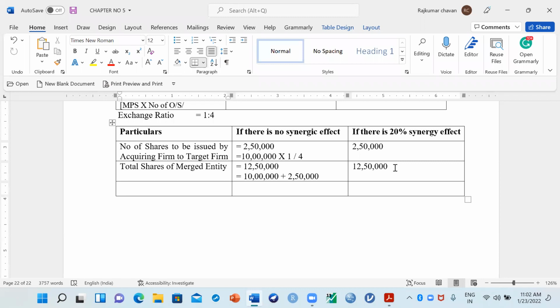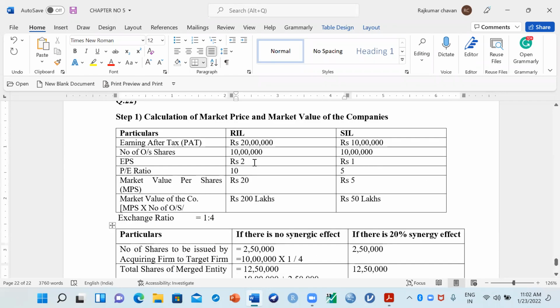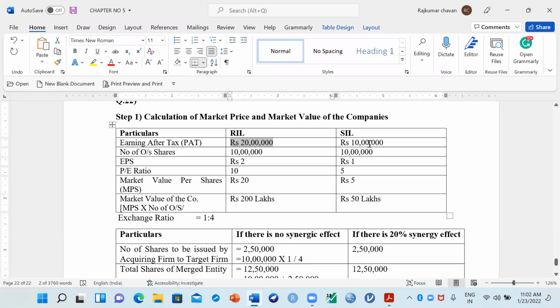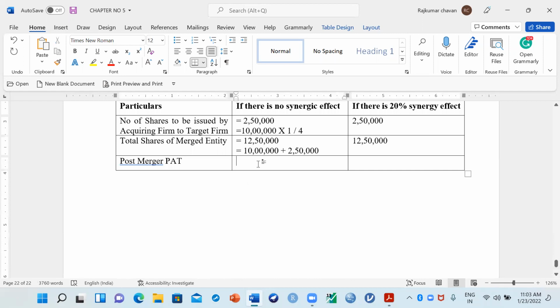Okay. Now, if we know the total number of shares, can we calculate the post merger PAT? We have to see what the company's post merger PAT is. PAT is nothing but the profit after tax. If the company gets merged, what is the value after merging? Now you see, the earning after tax of Reliable Industries Limited is 20 lakh. If they merge with SIL, or they take over that firm, what will be the earnings of RIL then? What will be the total earning? How much will it be?